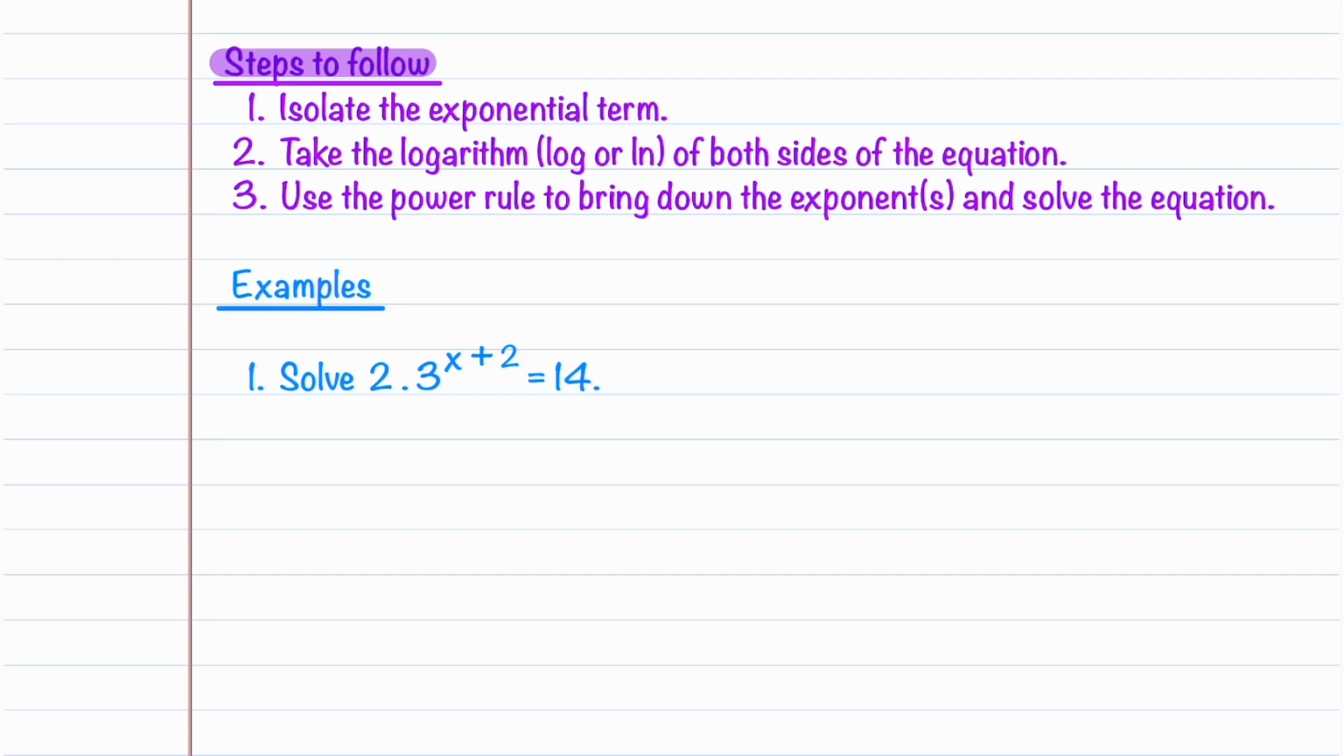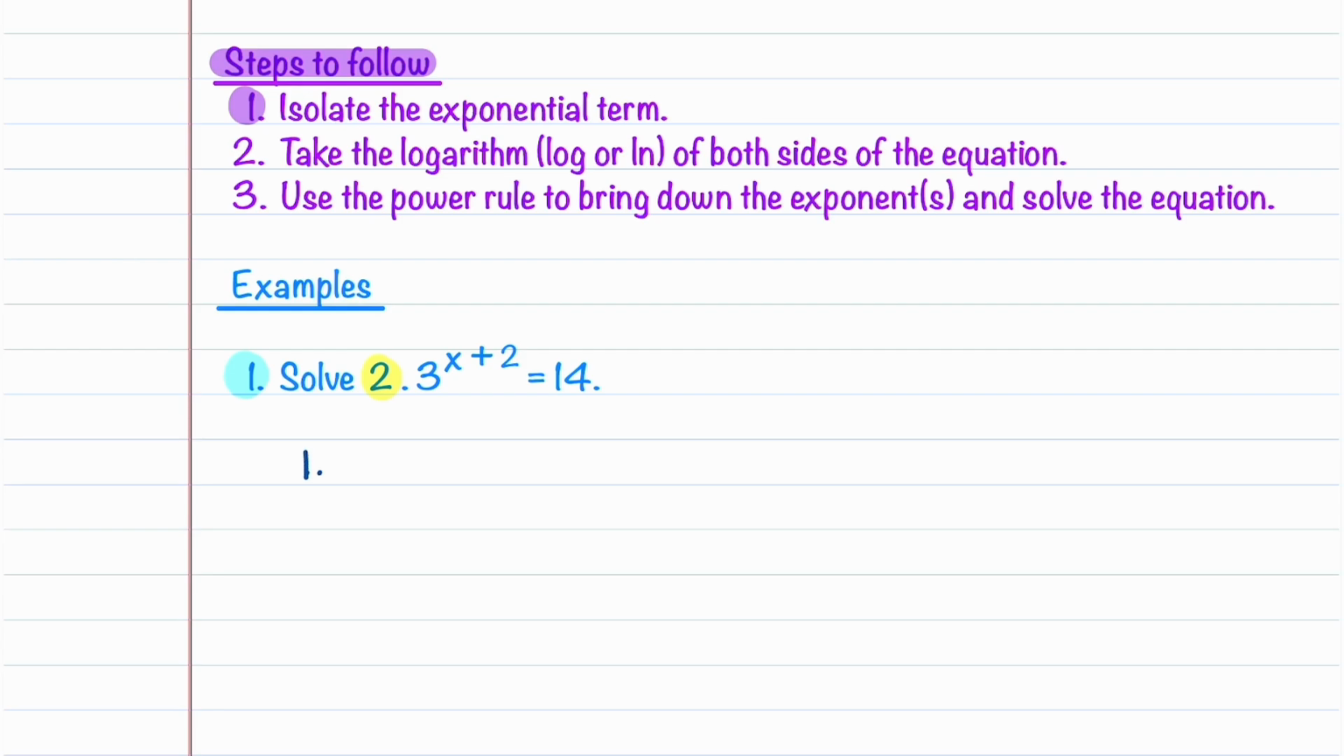The first example that we're going to look at is to solve the equation 2 times 3 raised to the x plus 2 power is equal to 14. Let's look back up at our steps and look at our first step. Our first step is to isolate the exponential term. Notice in our equation that we have a 2 multiplying our exponential term. So in order to isolate our exponential term, we have to divide by this 2 and just get the exponential term all by itself on the left-hand side.